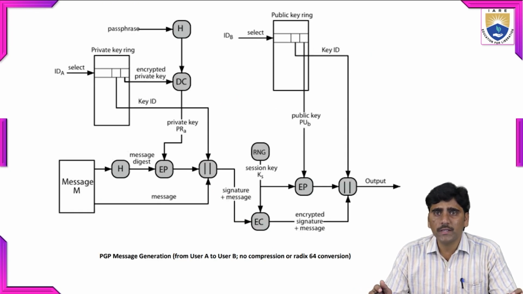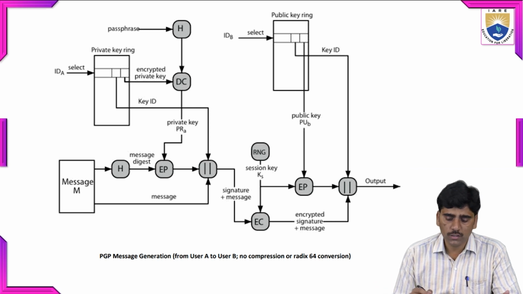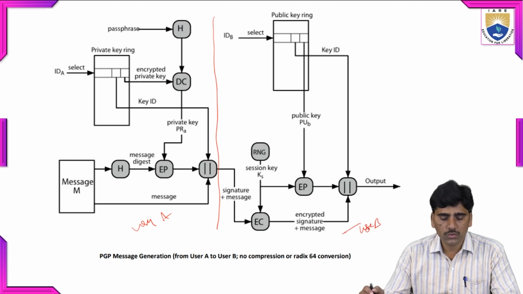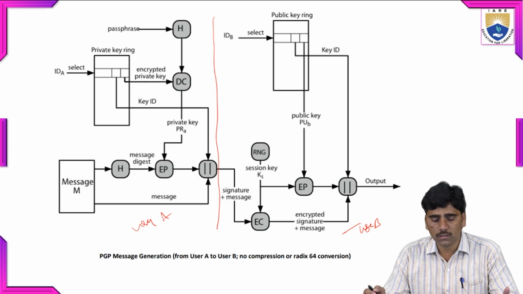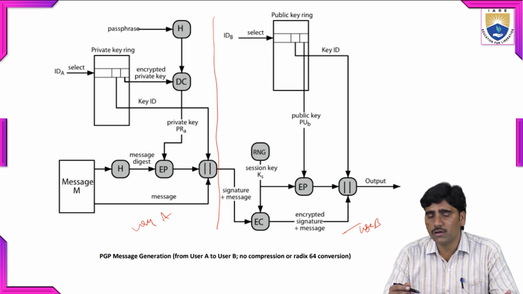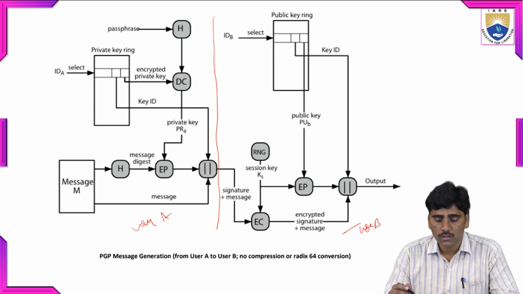This is the PGP message generation from user A to user B. No compression or radix 64 is used. This is the path from user A to user B. The PGP messages inform both users that each and every message has to be verified as to whether it is digitally signed or not, with the help of encryption and decryption keys.